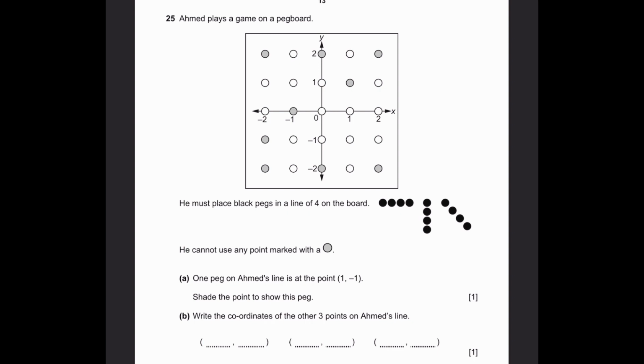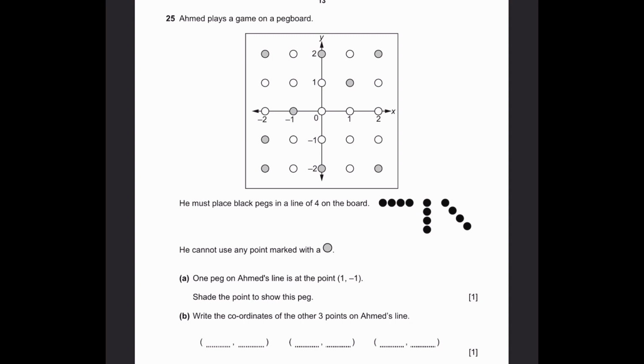Question 25. Ahmed plays a game on a pegboard. He must place black pegs in a line of 4 on the board. He cannot use any point marked with a black circle or these 9 points given. A. 1 peg on Ahmed's line is at the point 1, minus 1. Shade the point to show this peg.